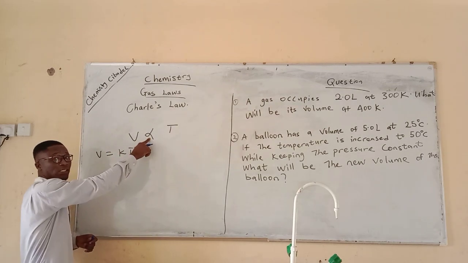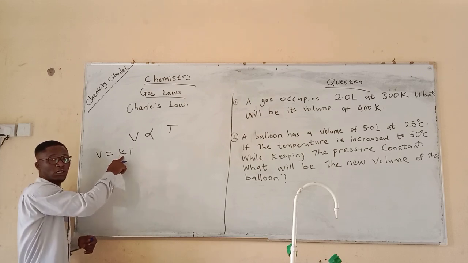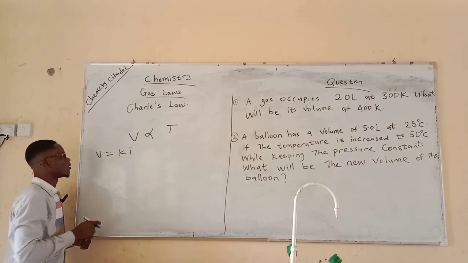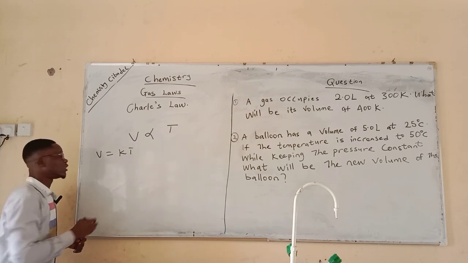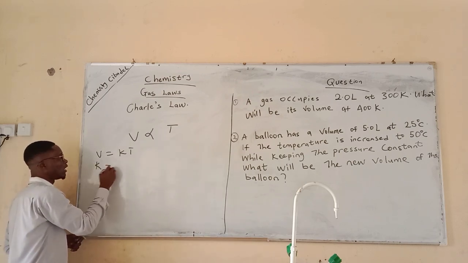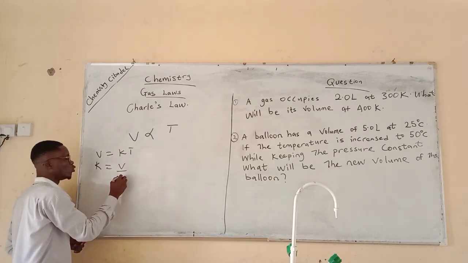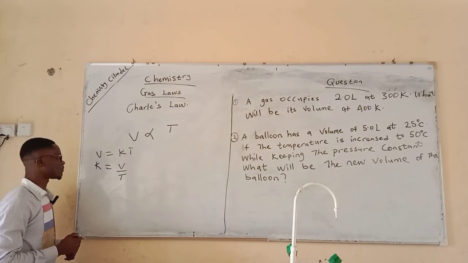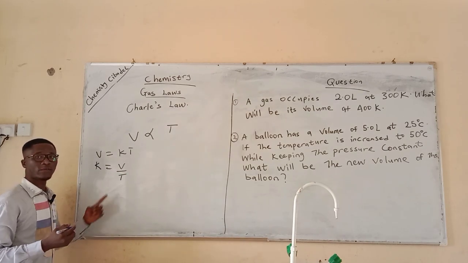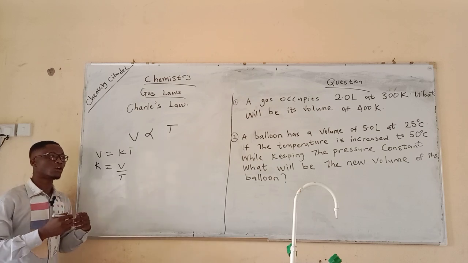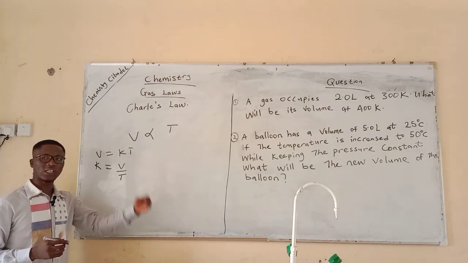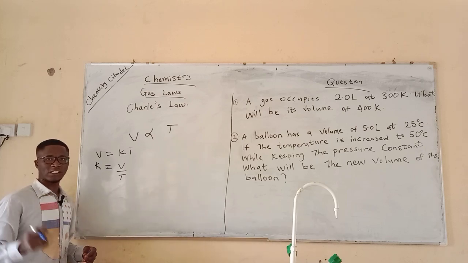When you remove the proportionality sign, you introduce a constant. The constant here is represented by K. So if I make K the subject of formula, I'll have K is equal to V over T. Let's assume this is my first equation. Let's assume we have two equations of the gas, when the gas moves from an initial state to a final state.